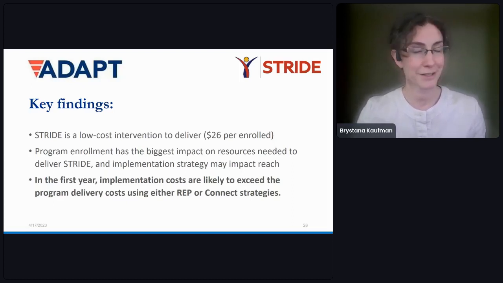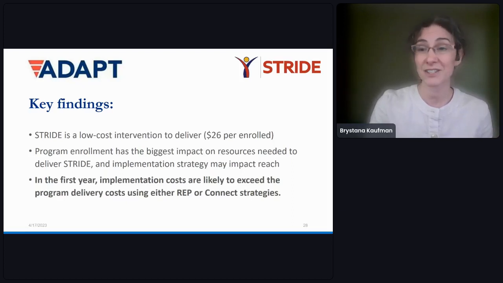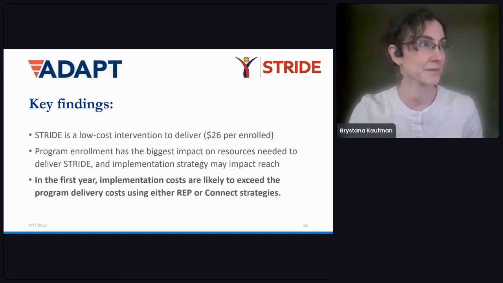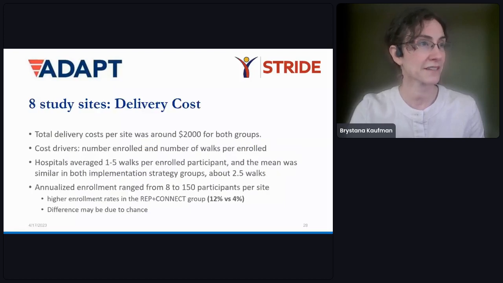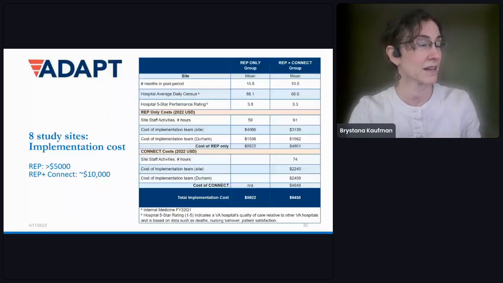The big takeaway on the implementation cost was that the implementation costs were likely to exceed delivery cost in that first year. So in thinking about a budget, you really want to think about those implementation costs and how you can be efficient, because that's going to be your real cost driver compared to the delivery. So we can come back if people want some more detail here. I think the slides will be posted.